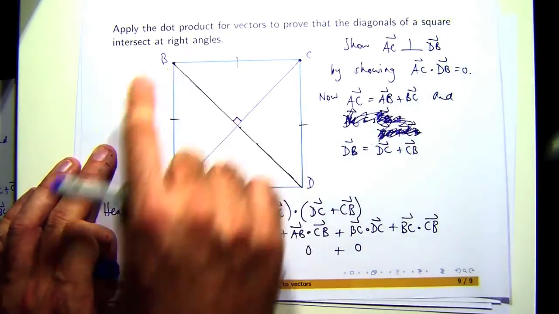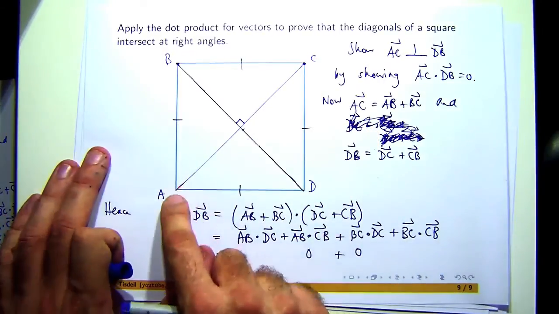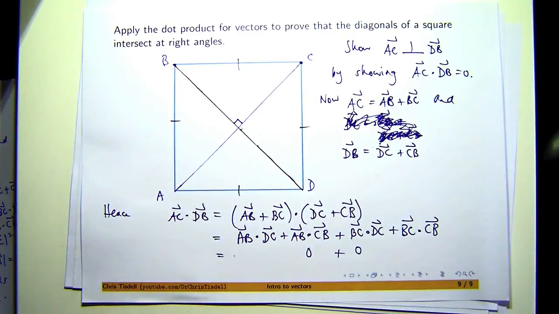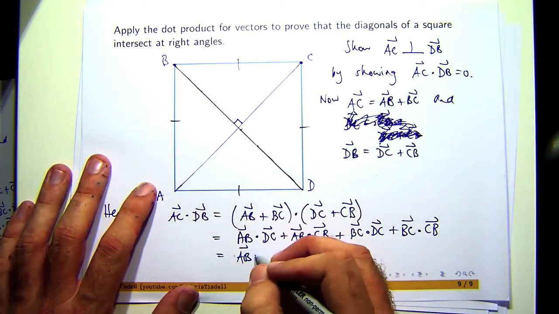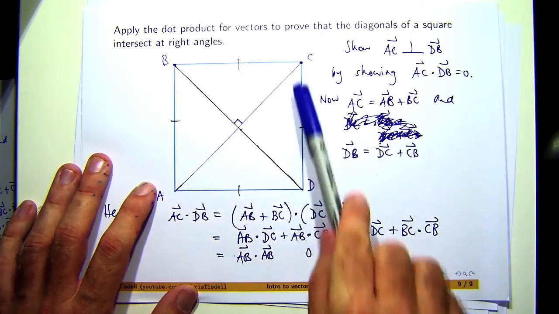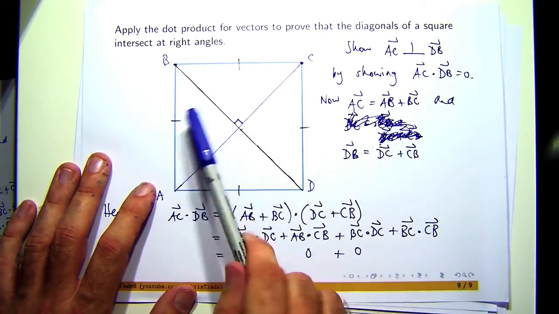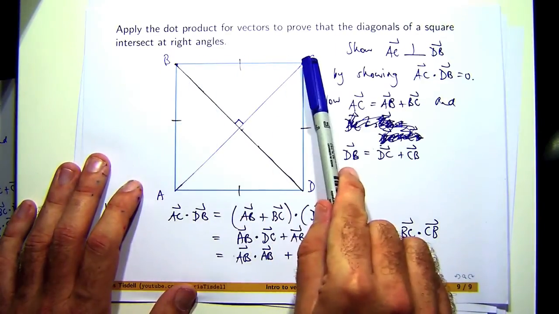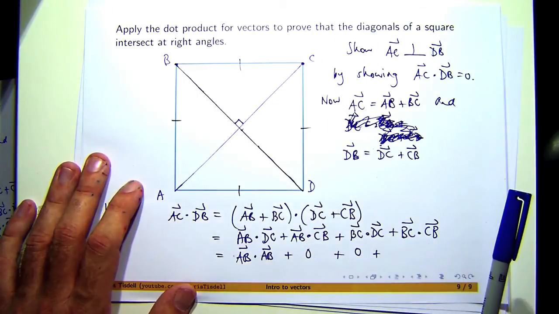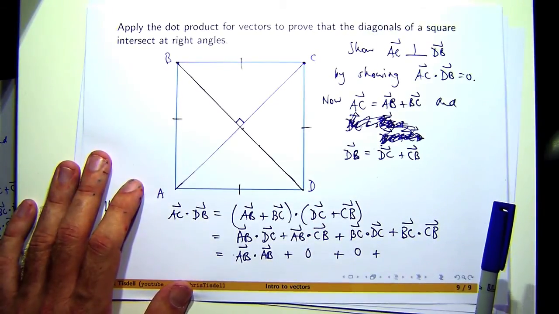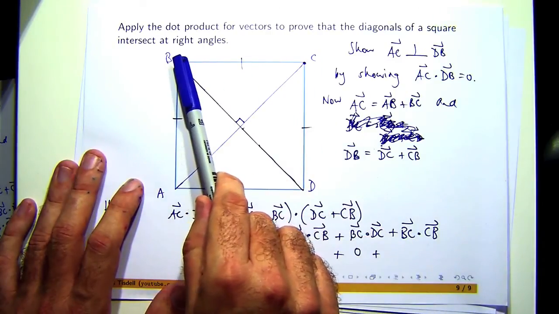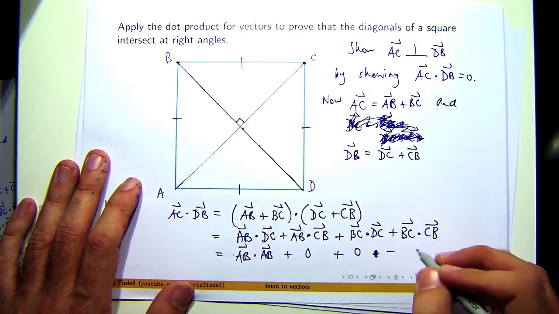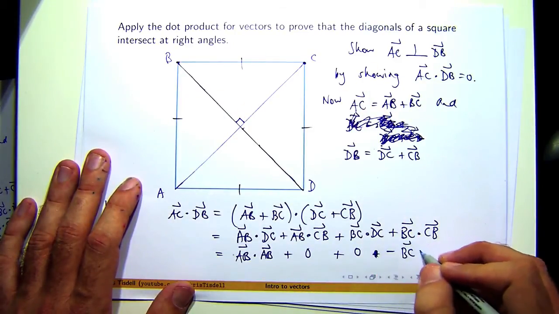Now the last two terms. AB dotted with DC. Vector AB has the same length and direction as vector DC, so I can actually write it like this. Because vector DC has the same direction as AB, and it's a square, so it has the same length. What about BC with CB? BC dotted with CB. BC is negative CB, so I'm going to write it like this.